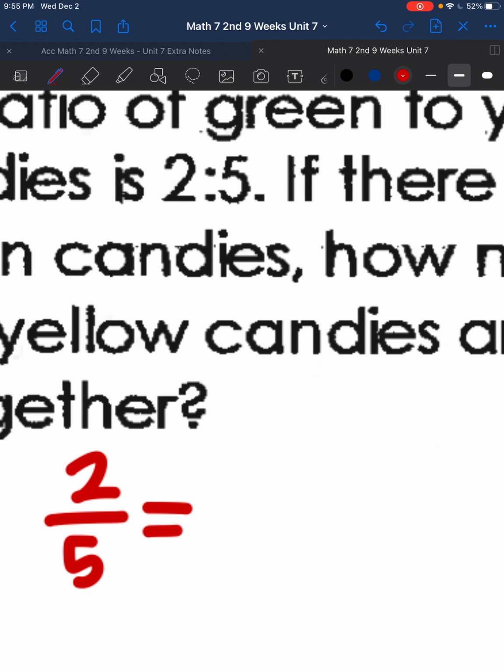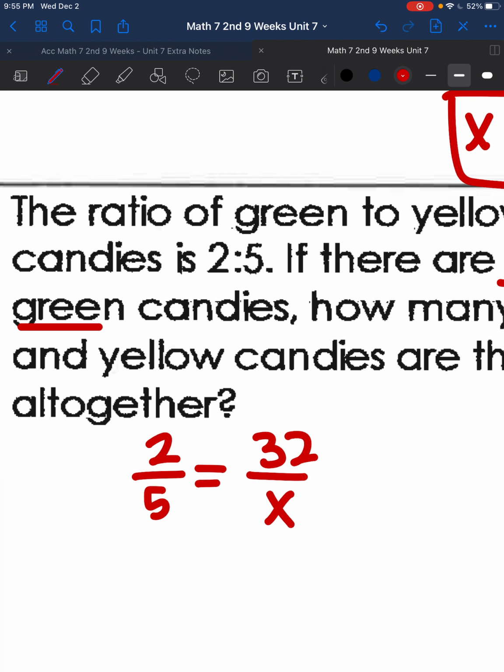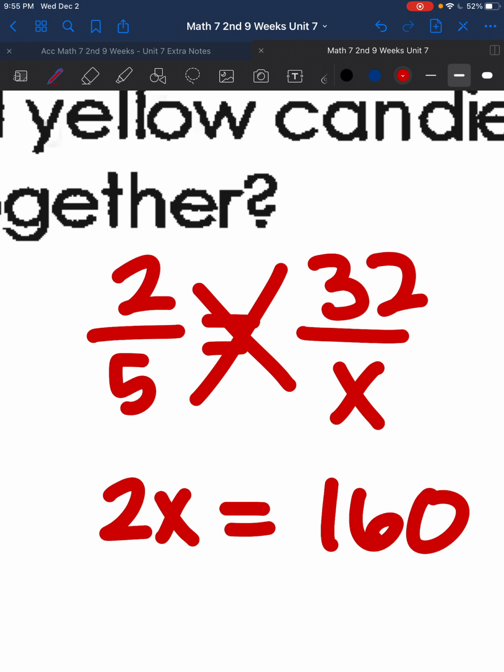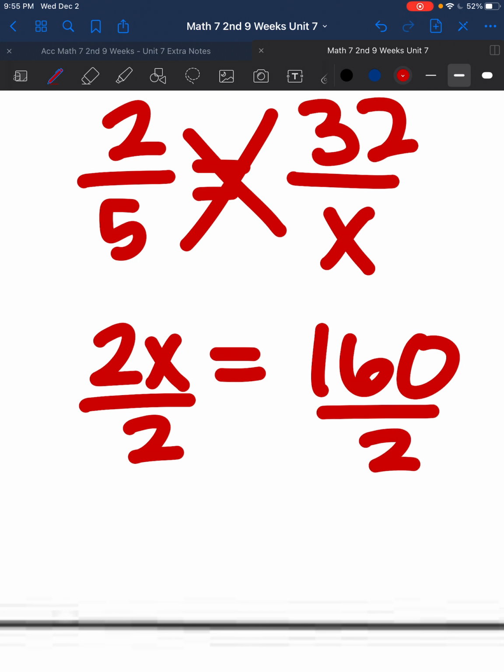And I need to set that equal to something. Now, we know that there are 32 green candies. Well, because they're green, we know that needs to go on top. But we don't know how many yellow candies there are. So I'm going to have to cross multiply. 2 times x is 2x. And then 5 times 32. I know that 5 times 30 would be 150, and 5 times 2 is 10. So that would be 160 when I add them together.